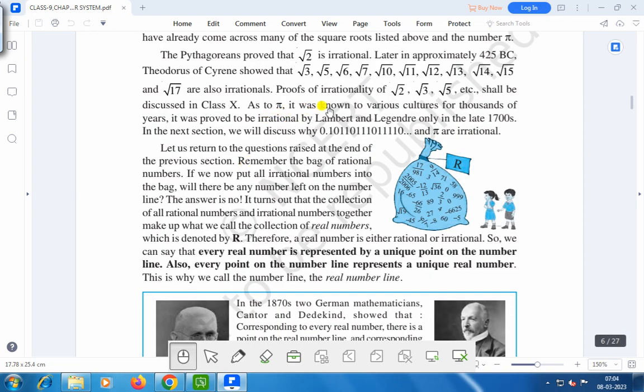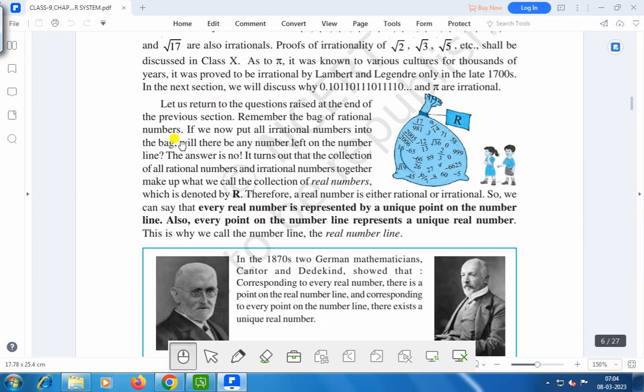As to pi, it was known to various cultures for thousands of years. It was proved to be irrational by Lambert and Legendre only in the late 1700s. In the next section, we will discuss why 0.01110111101110... and pi are irrational.